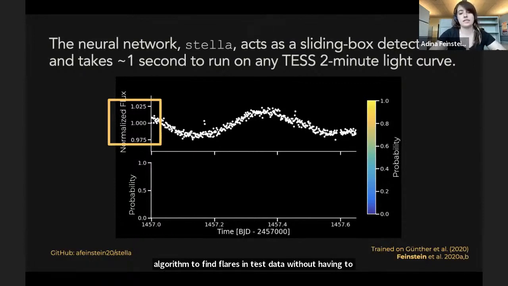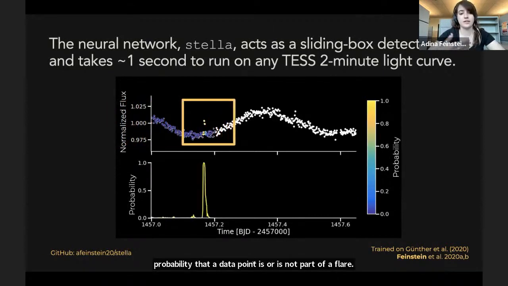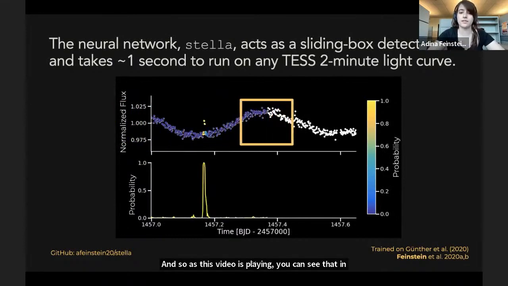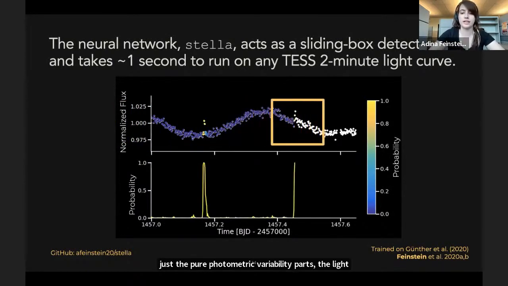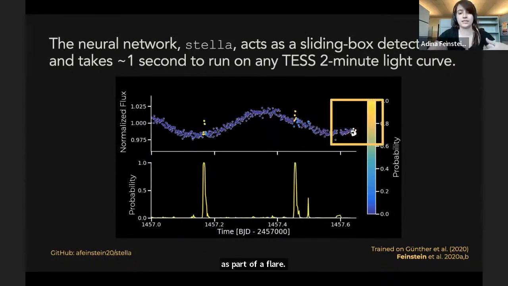And what it does is it basically slides the neural network across an entire light curve and assigns a probability that a data point is or is not part of a flare. As this video is playing, you can see that in just the pure photometric variability parts, the light curve is purple, which means it's very low probability that it's part of a flare. And then when a flare enters the center of the box, it lights up, literally, and the network finds that it has a very high probability of being a flare.